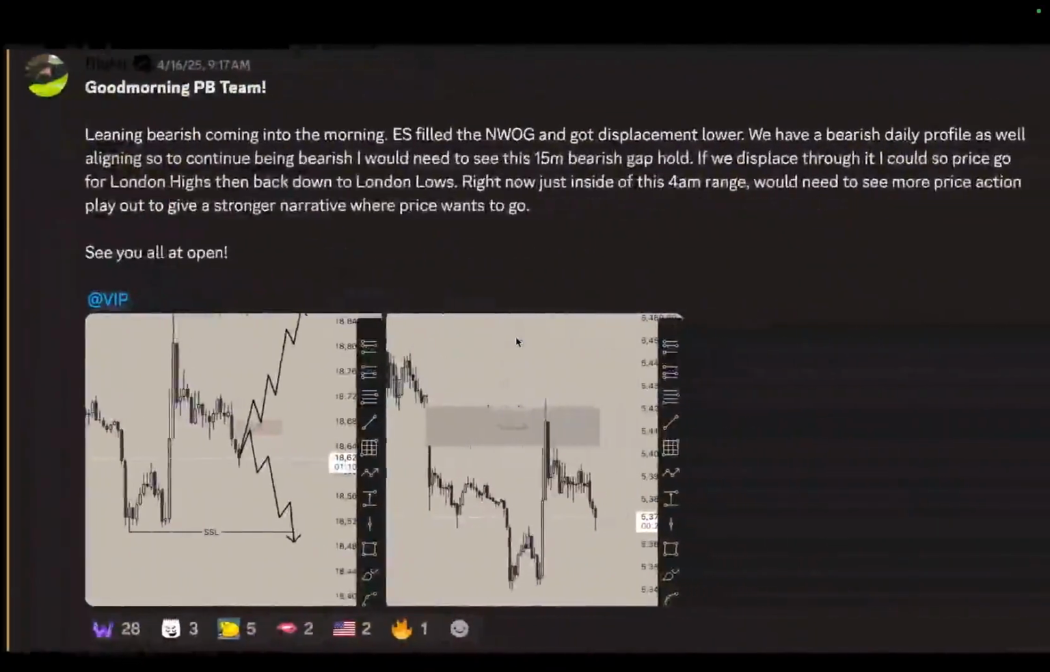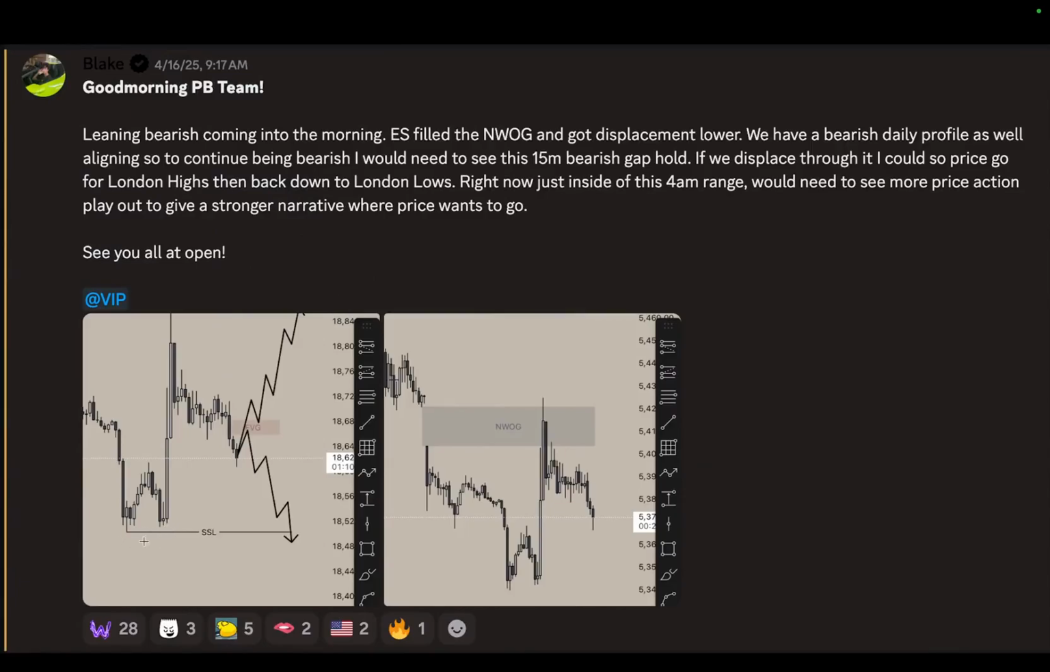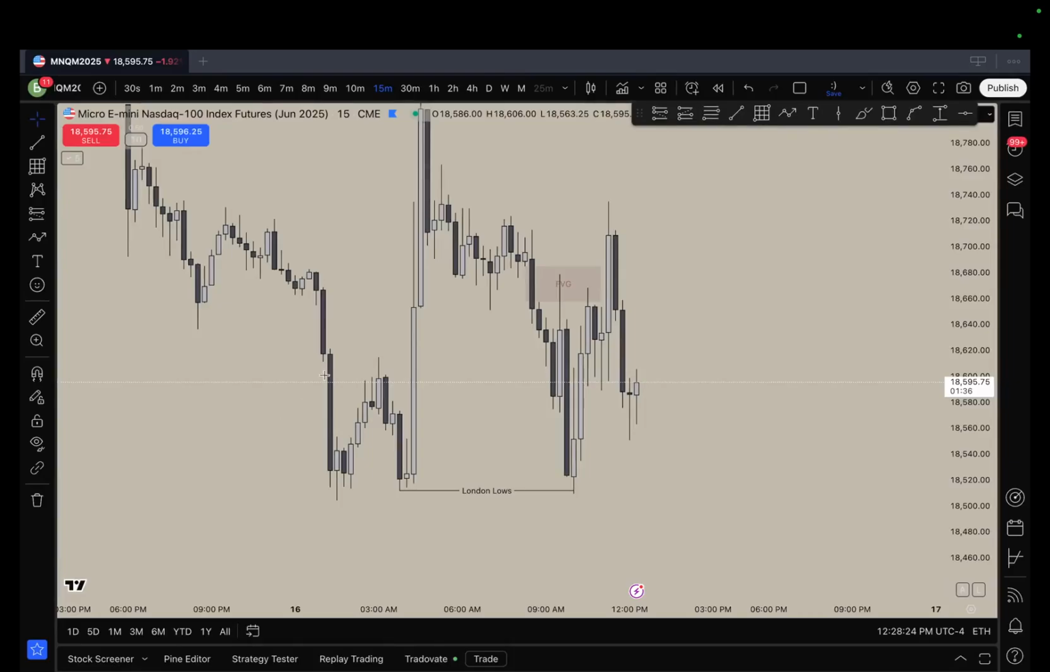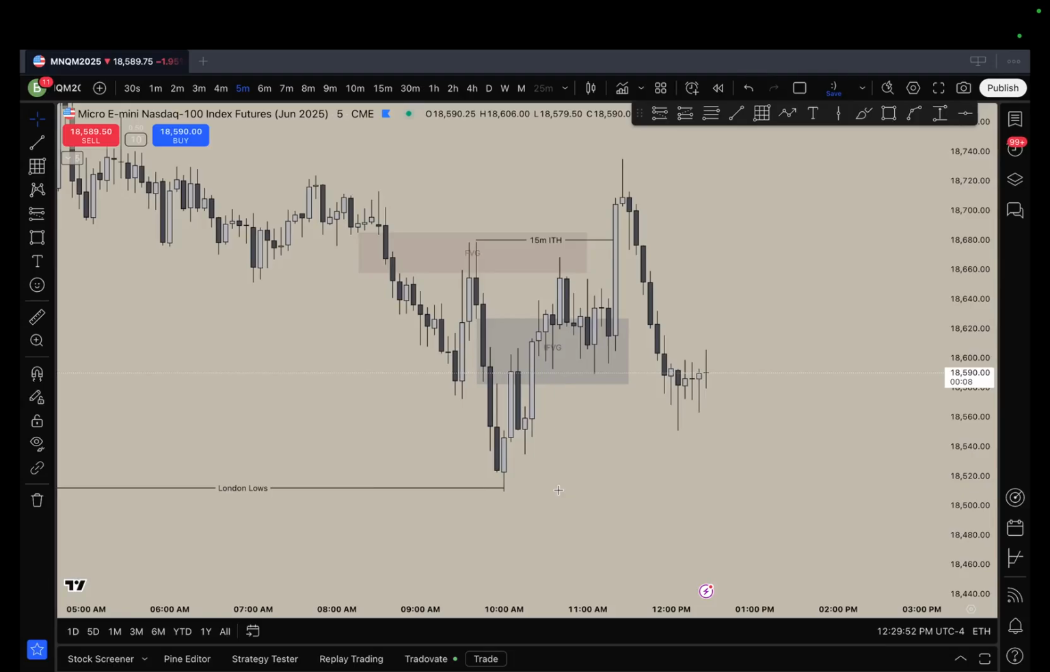So the reason the market would be moving in this scenario is to seek liquidity. The liquidity pool here is these relative equal lows that we left. Right now, I just said we were inside this 4 a.m. range, so I need to see more price action play out. But yeah, that's the bias. And what did we do? At open, we tapped that 15-minute gap, and then we traded towards London lows, and I caught a banger short towards there. Now, from there, what did we also have?